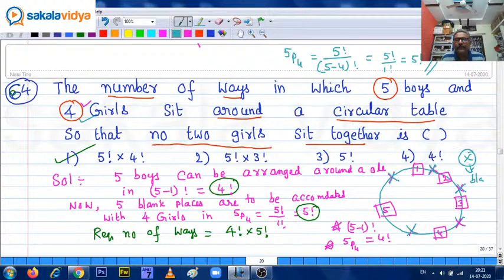Here I write 5 minus 1 factorial is equal to 4 factorial. After that I have written 5p4. This is equal to 5 minus 1 factorial is equal to 4 factorial. Next, this can be done 5p4. This is the first task. This is the second task. That in rough part I have done. Okay, no problem.